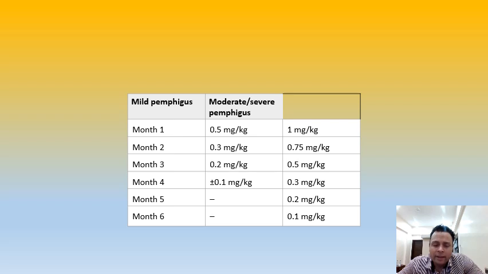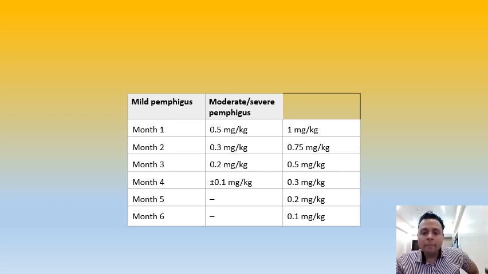I already told this is the way. For moderate and severe will come here. We know for moderate and severe we are giving minimum 1 milligram per kg body weight. If the patient is 70, we will be giving 70 milligram, 60. So it depends upon the milligram per kg body weight. So go for this dose, and second month you give 0.75 milligram per kg, then 0.5 milligram per kg, then 0.3 milligram, 0.2 and 0.2.